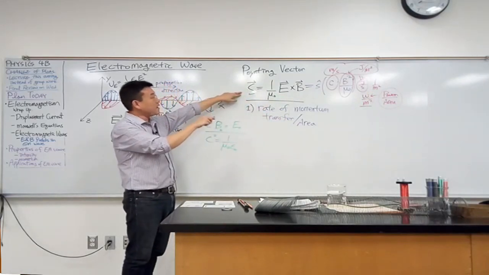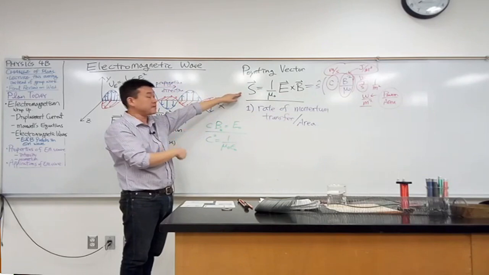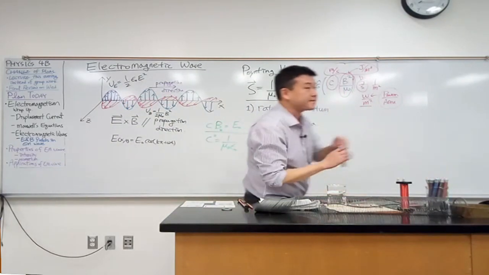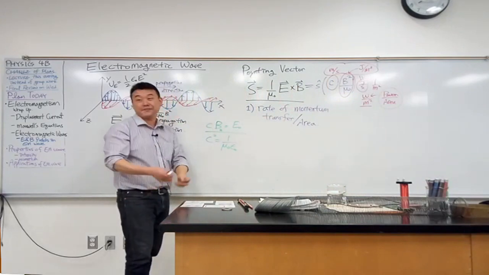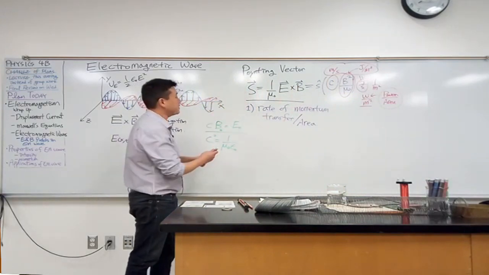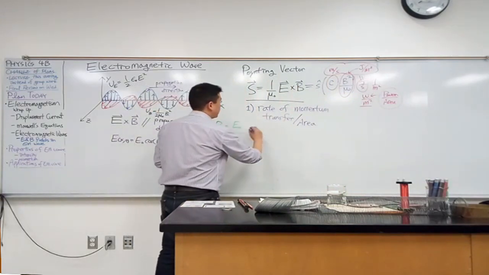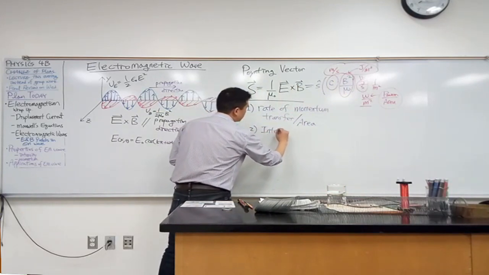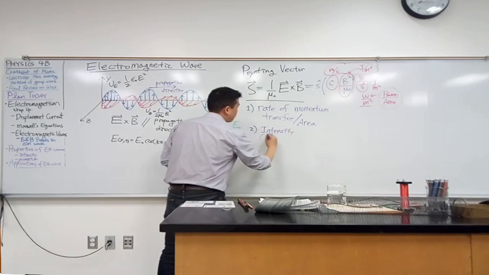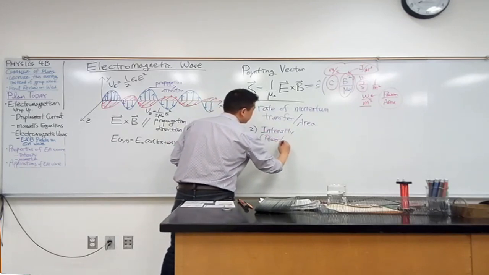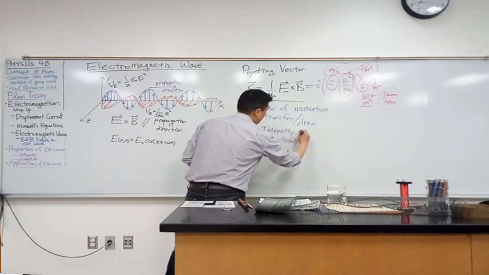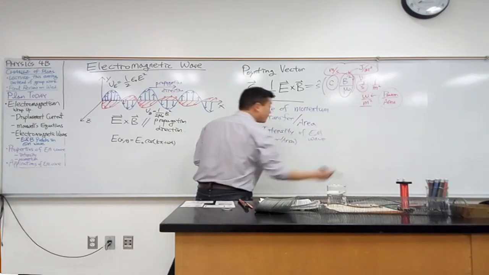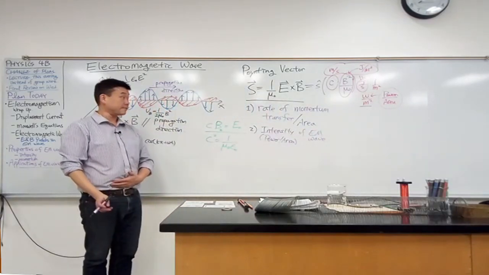So the Poynting vector, as it is, actually represents intensity. You can just take the Poynting vector as it is, and that's actually the second meaning of the Poynting vector. What the magnitude of the Poynting vector represents is the intensity, or power per area, of an electromagnetic wave, which is often but not always light, visible light.